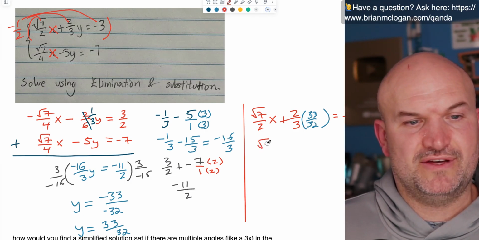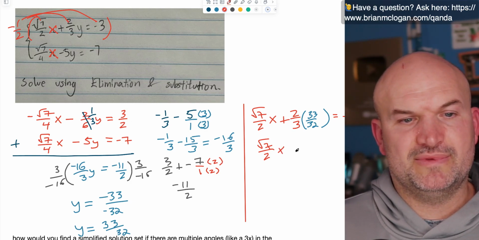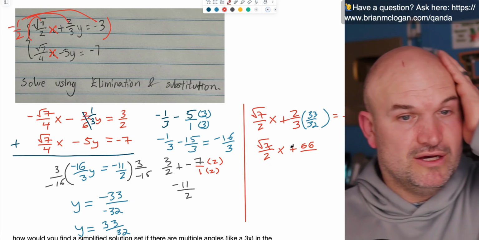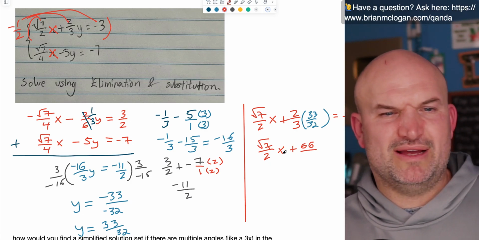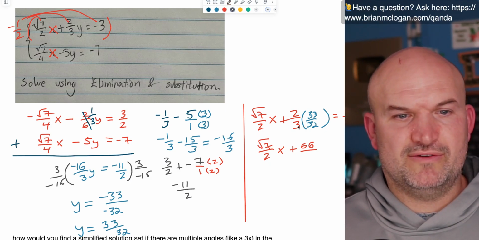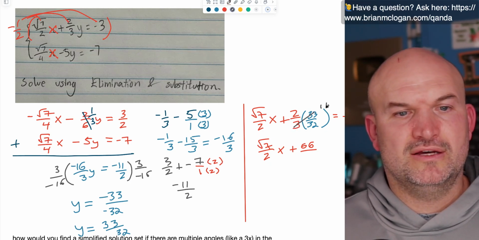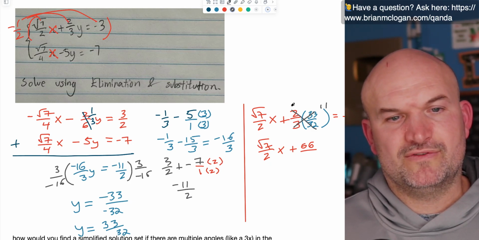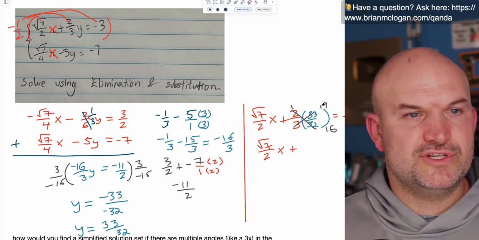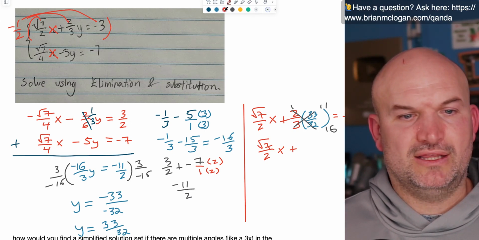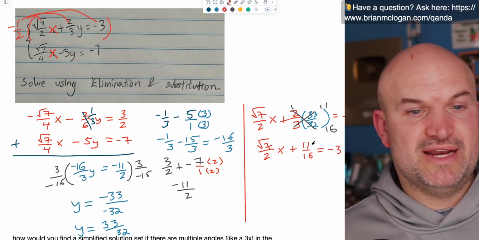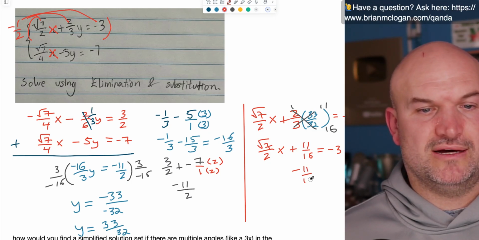So I have a square root of 7 over 2x. This is going to be plus a 66 over 3. So that's going to be 30, 60. Oh, wait. What am I doing? These can reduce, right? 3 over 33, that can reduce to an 11. 2 over 32, that can be 1 over 16. So this reduces to 11 over 16 is equal to negative 3. Now let's subtract 11 over 16 on both sides.